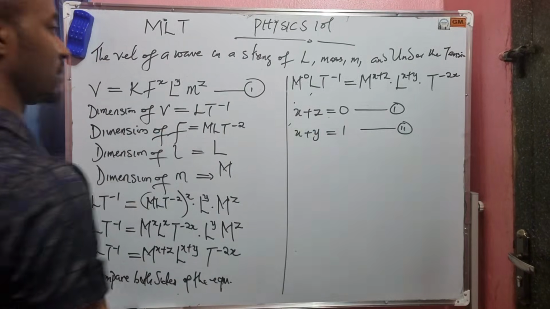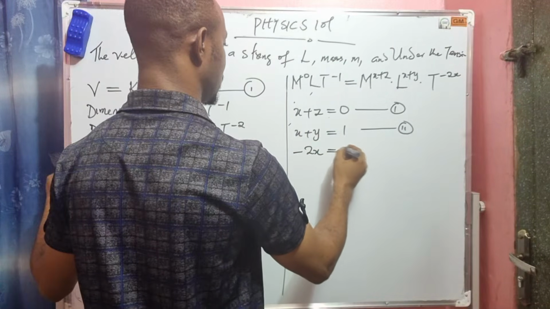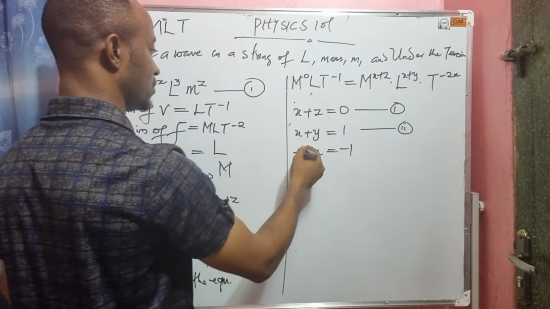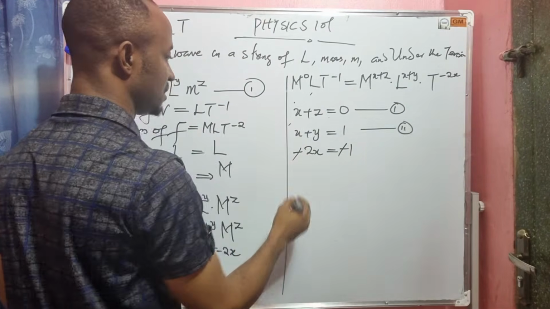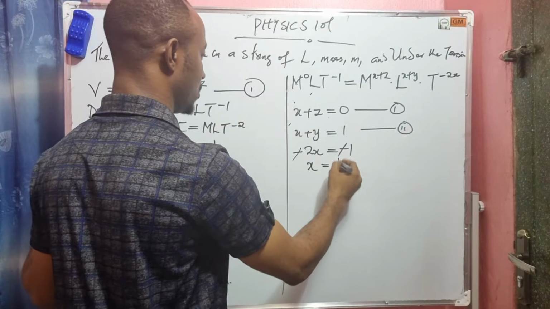So that will give us minus 2x equals minus 1. So minus can cancel minus from here. 2x equals 1. That means to find the value of x, we have 1 over 2.